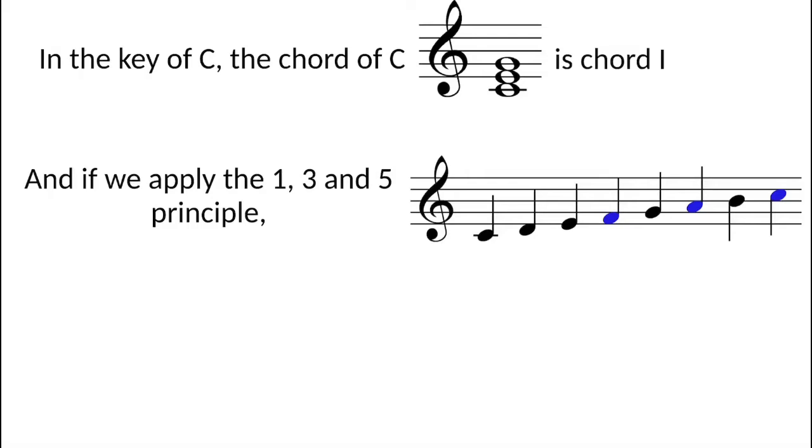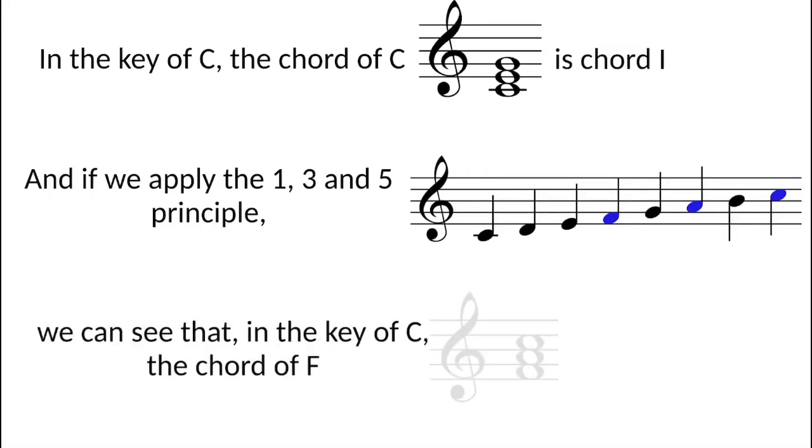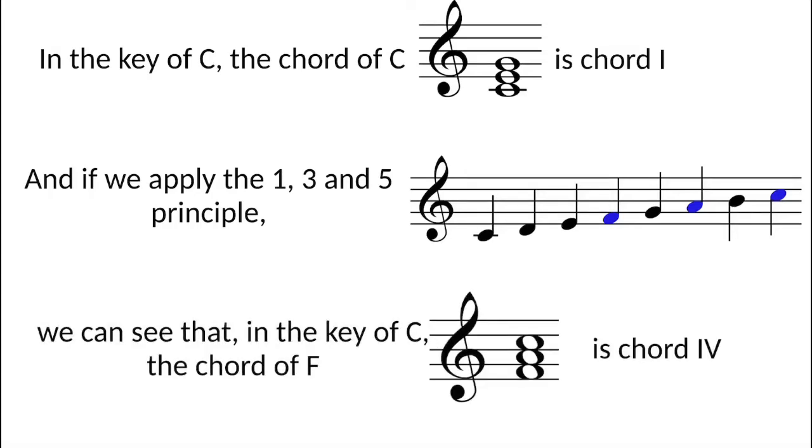And if we apply this same principle, this 1, 3, 5 idea, we can easily find out what chord 4 is. So chord 4 is the chord which is based on the 4th step of this scale. In other words, a chord based on an F. 1, 3, 5 gives us these 3 notes, F, A, C. And that's the chord of F.